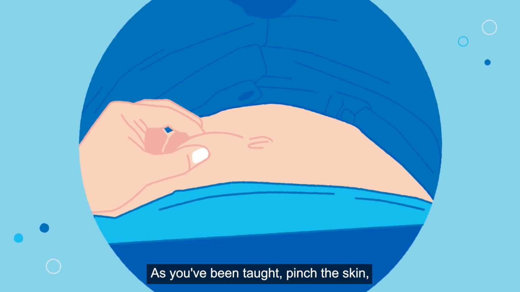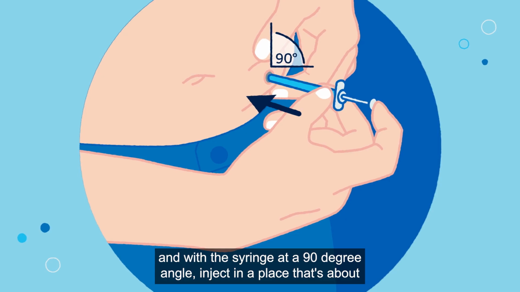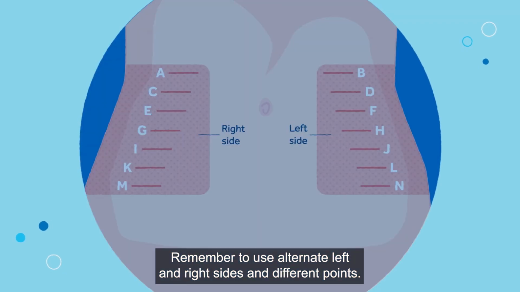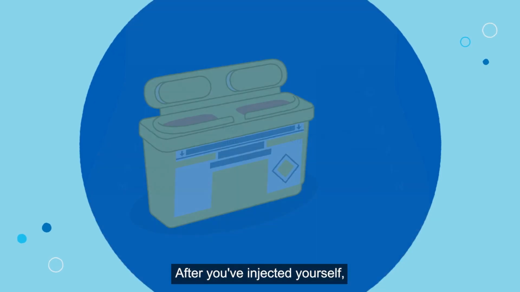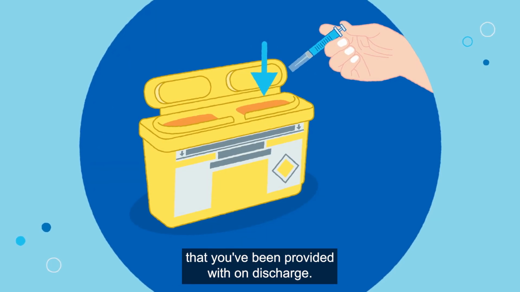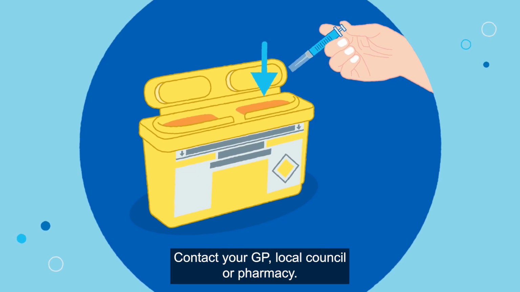Position yourself so you're comfortable and ensure that you can see the part of the stomach that you're going to inject. As you've been taught, pinch the skin and with the syringe at a 90-degree angle, inject in a place that's about 2 inches away from your belly button, avoiding any scars or bruising. Remember to use alternate left and right sides and different points. After you've injected yourself, put the syringe immediately into the sharps bin that you've been provided with on discharge. For advice on correct disposal of your sharps box, contact your GP, local council, or pharmacy.